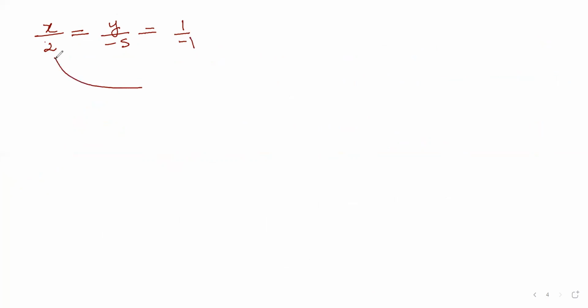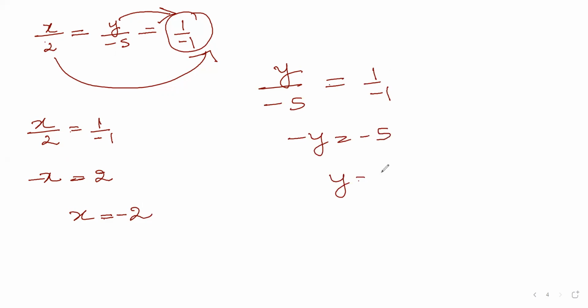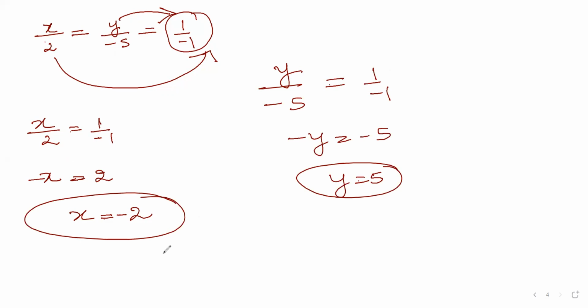And then you can take these two, because x, and this is a constant value term. So we get x by 2 is equal to 1 upon minus 1. Cross multiplying, you get minus x is 2, or x is equal to minus 2. And if you take y by minus 5 is equal to 1 by minus 1, minus y is equal to minus 5, or y is equal to 5. So we got the values using the rule of cross multiplication.